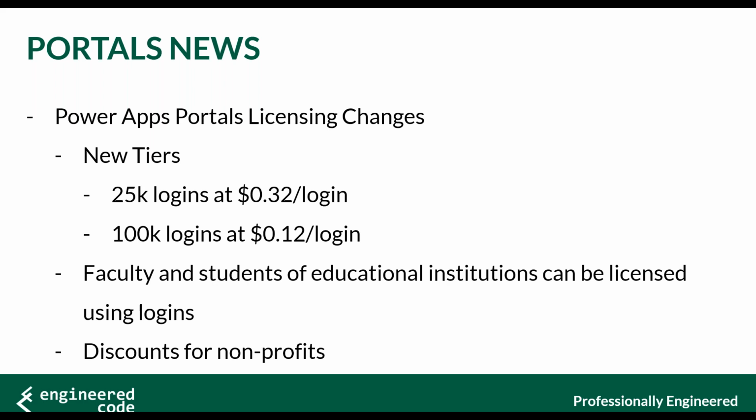So what they've done is add a couple more tiers. 25,000 logins is now available at 32 cents a login, and we've got 100,000 at 12 cents a login. Before, the tiers started at $2 a login, then went down to $1, and then down to about 70 cents a login, I think at 5,000 logins. So if you get up to that 25,000 logins, you're now getting them significantly cheaper, and all the way down to 12 cents a login if you're doing 100,000 a month.